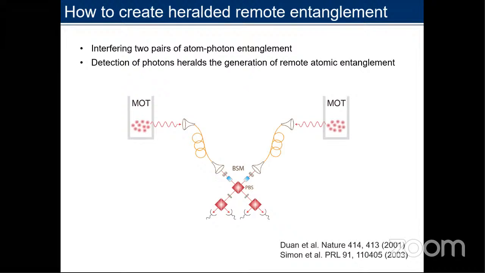We can make use of atom-photon entanglement. If there are two pairs of atom-photon entanglement, we place the two atomic qubits at the two ends and send the two photons to the middle for interference and the Bell state measurement. If photons are detected, we will know that the two remote atomic qubits are entangled. Thus, the creation of remote entanglement is heralded. This scheme works very well for distances up to several tens of kilometers. For longer distances, the success rate drops significantly, similar to direct transmission.